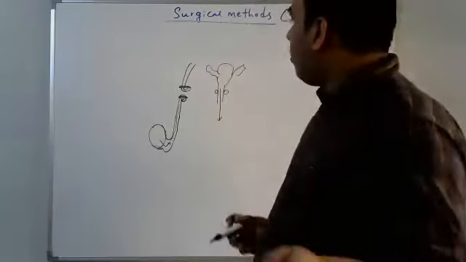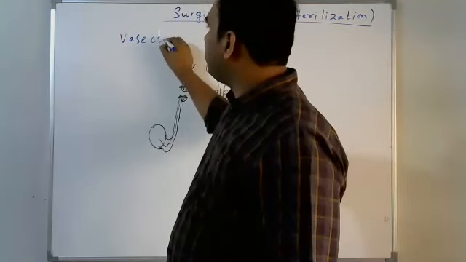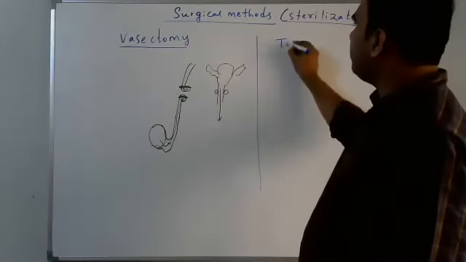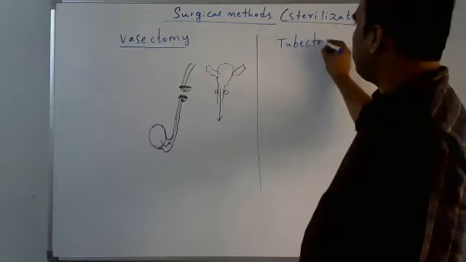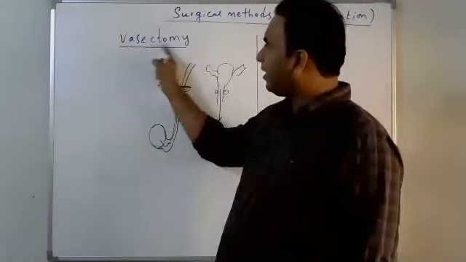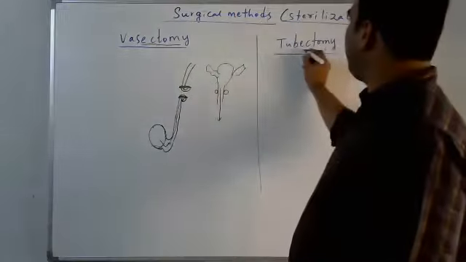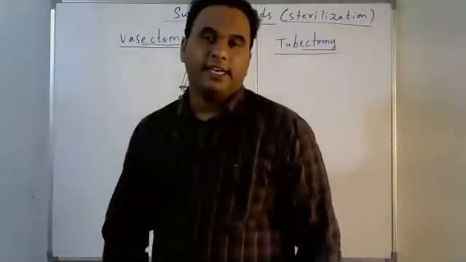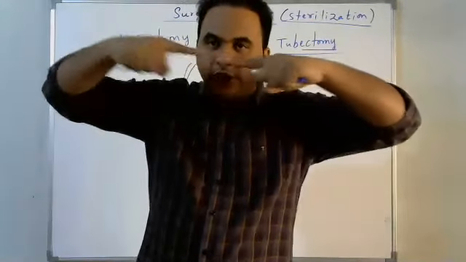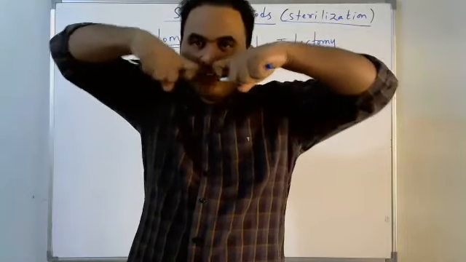Okay, so this method is called vasectomy. And second method is tubectomy. Ectomy, last 6 letters you observe. Ectomy means cutting and tying. Suppose it's a continuous tube, one tube. Cut and tied like this. So there is no transport.